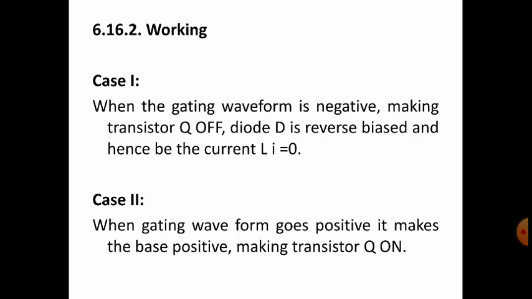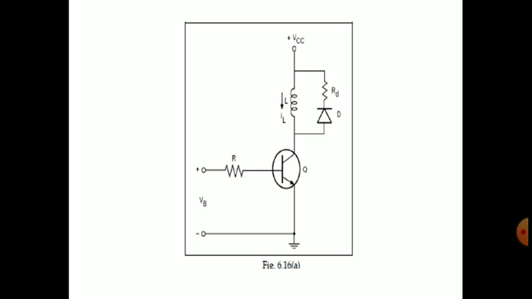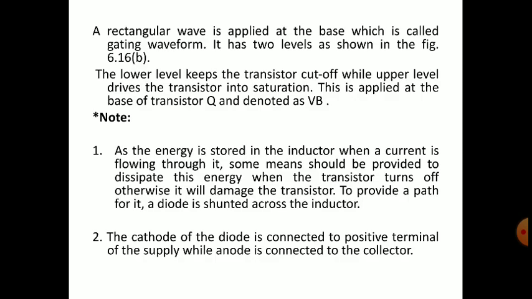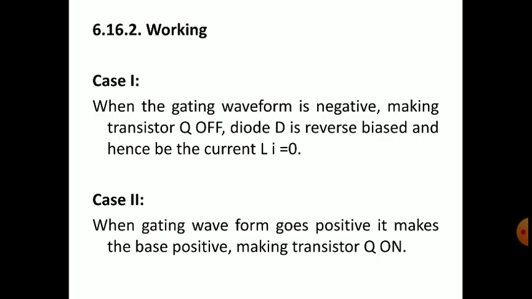The gating waveform being negative makes transistor Q off, and the diode is reverse biased because the P terminal of the diode is connected to Q, right? Because of this negative voltage the transistor is off, and whatever voltage we apply to the base will be applied to the P terminal of the diode. So we are giving a negative voltage to the P terminal, because of which the diode is reverse biased, and hence the current flowing through this inductor is 0.